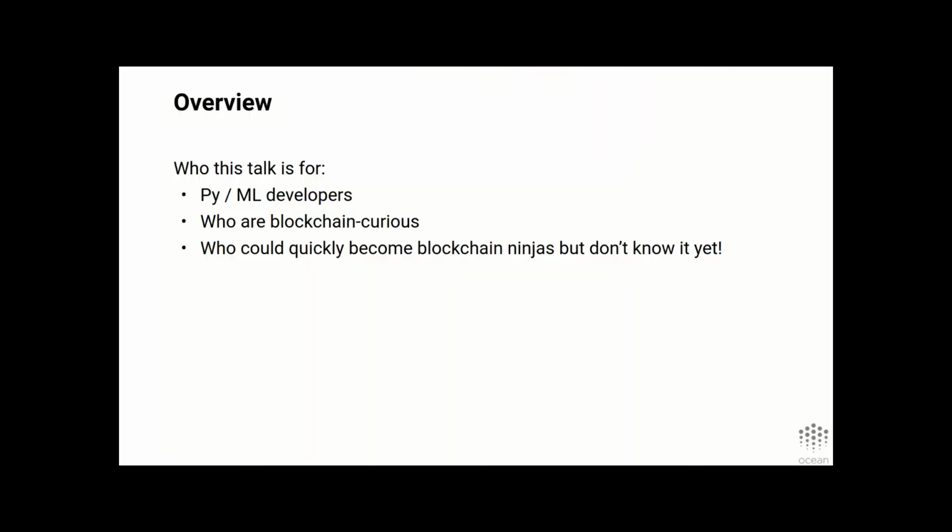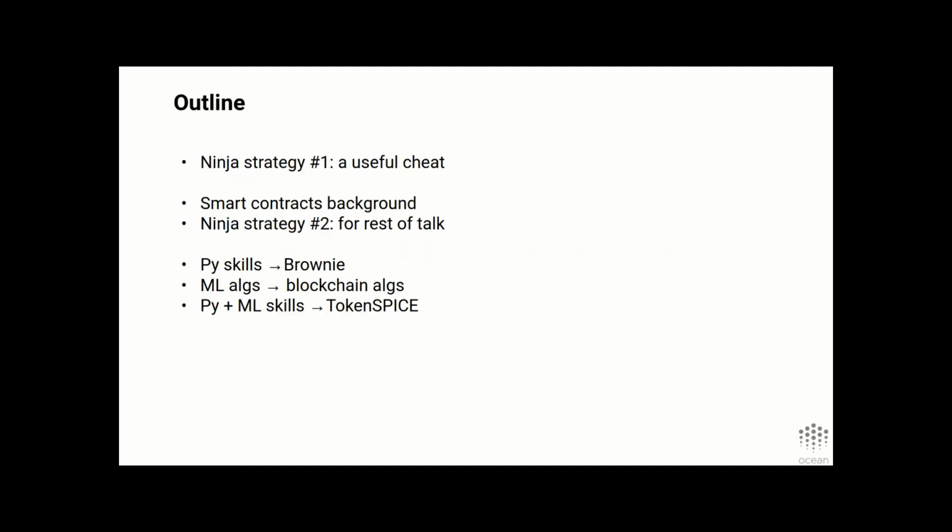This talk is for Python ML developers who are curious about blockchain, who might quickly become blockchain ninjas but don't know it yet, and I'm going to share how. The outline of my talk is as follows. I'm going to give two ninja strategies. First, a very quick, useful cheat, and then the bulk of the talk. First of all, a bit of background on smart contracts themselves, a ninja strategy part 2, which guides the rest of the talk. And then the rest of the talk is broken into 3 parts.